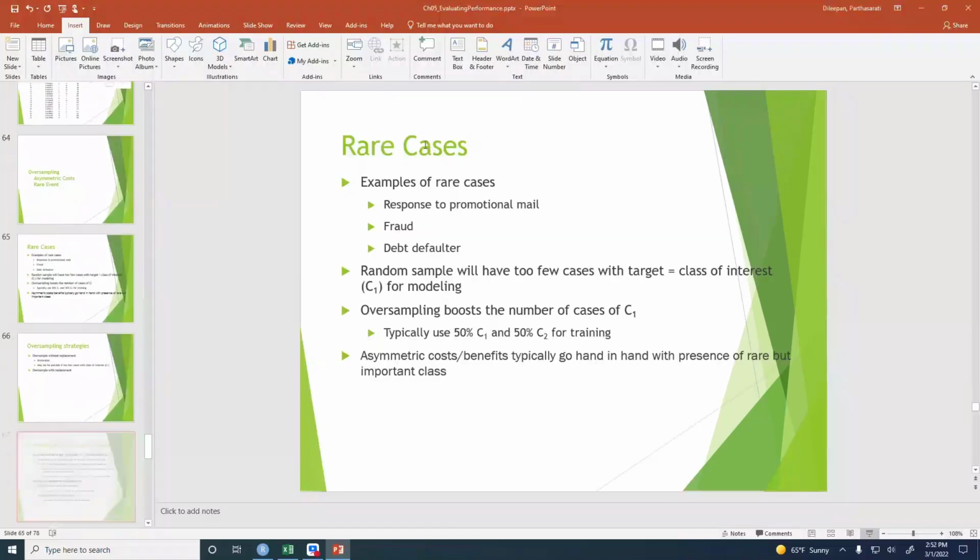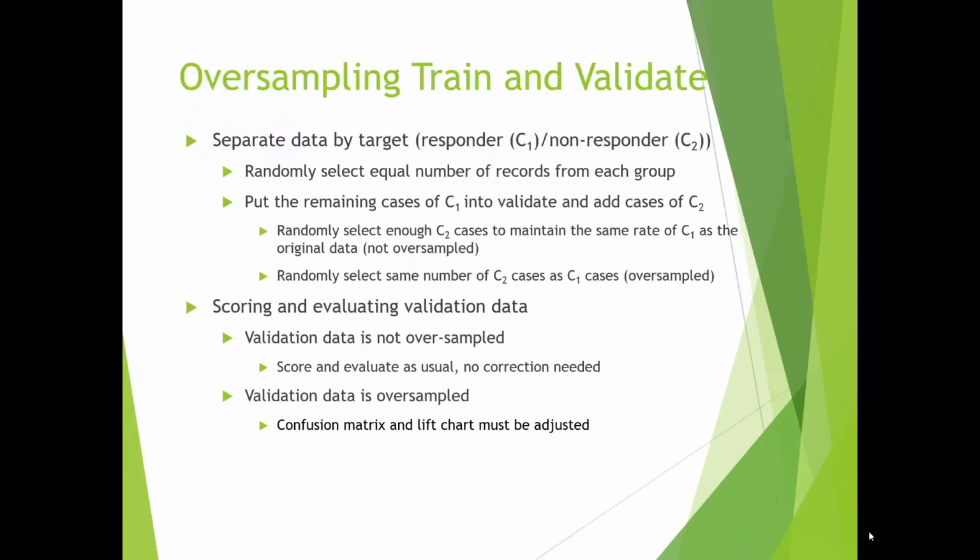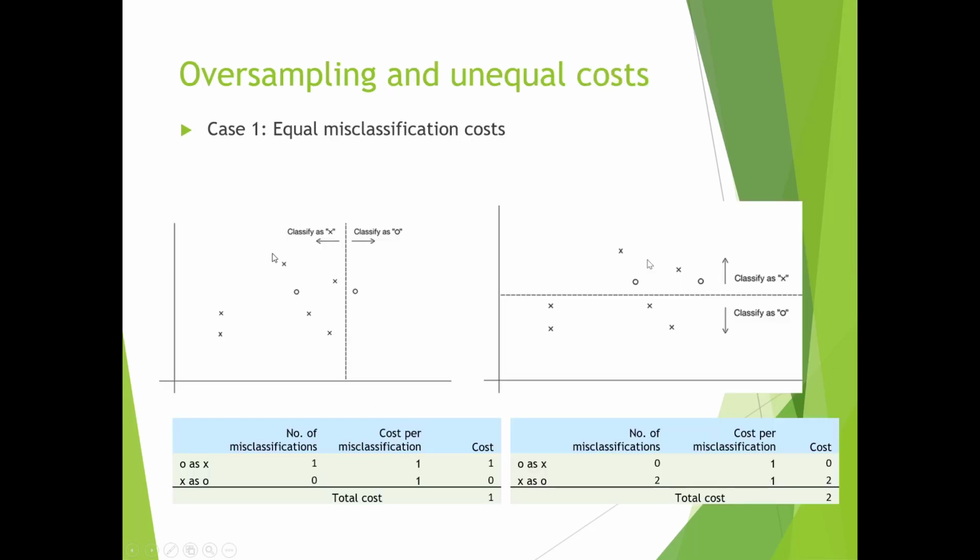All right. Well, we're running out of time. So let's look at the two cases. We'll look at how to do it next time, but let's look at some concepts here. So how do you score and evaluate the validation set? If the validation set is not oversampled, then you don't have to do anything. You do your training and then predict the validation set and do the calculations. Because the validation set is not oversampled, you don't have to do anything at all. But if the validation set is oversampled, then we have to fix the confusion matrix.